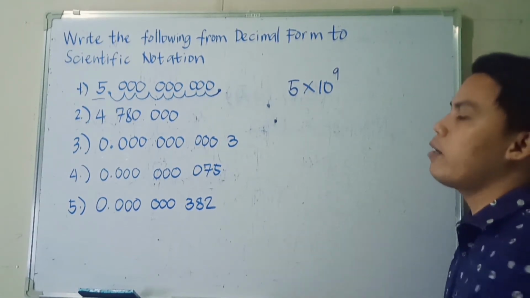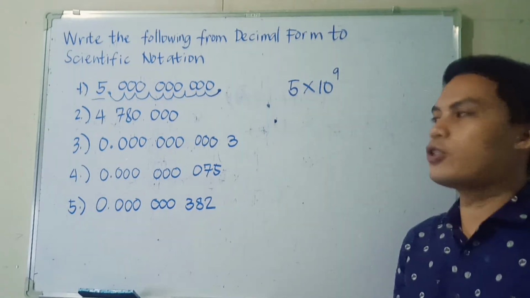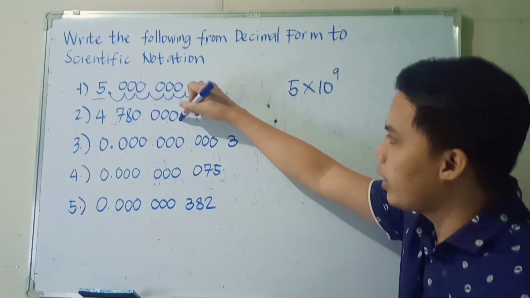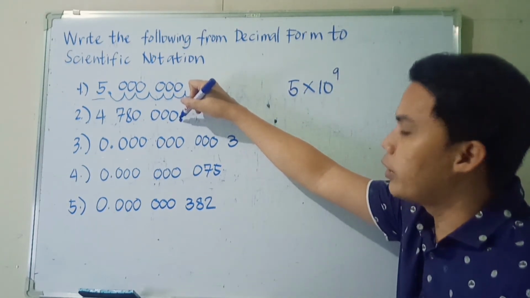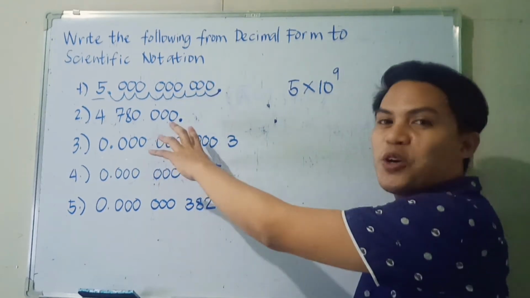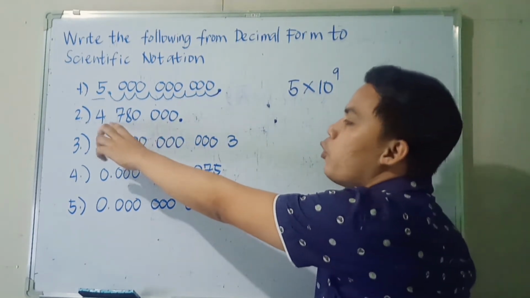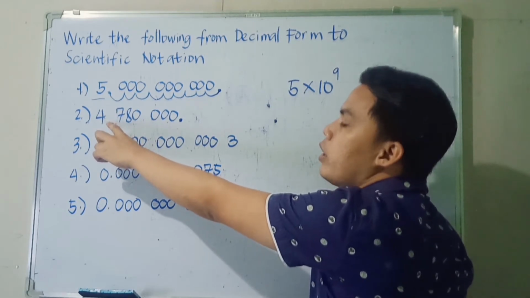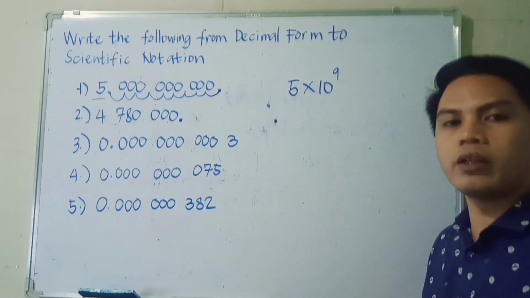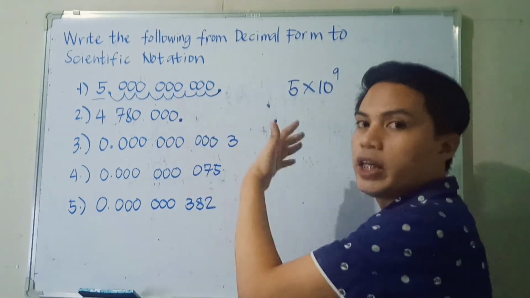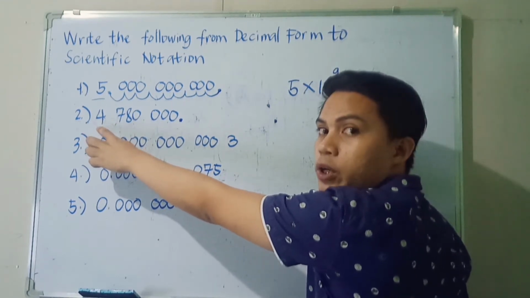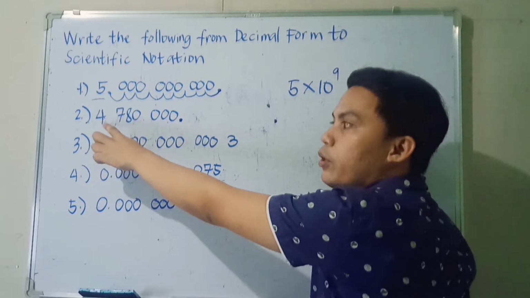Okay, let's move with example number 2. Since whole number yung binigay, automatic yung decimal point natin ay nasa after ng last digit. Okay, so nandito. Again, we're going to move the decimal point and relocate it, making sure that it is written after the first non-zero digit. Pag sinabi natin first non-zero digit, from left to right. So, 4, 7, 8. So, yung pinakaunang non-zero digit would be 4. So, yung decimal point should be after 4.